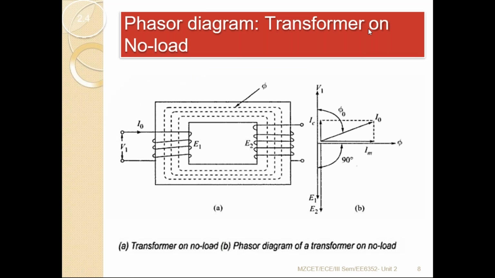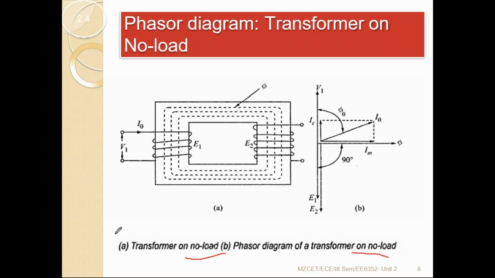Right. Now we'll see the phasor diagram. So phasor diagram represents how the transformer works without load and with load. So we are talking about two cases. One is when the transformer is on no load condition, the other when the transformer is on load condition. Okay, so we have seen these two cases.